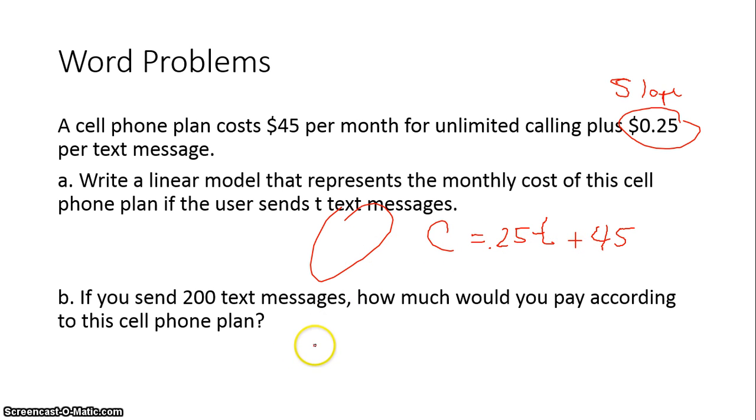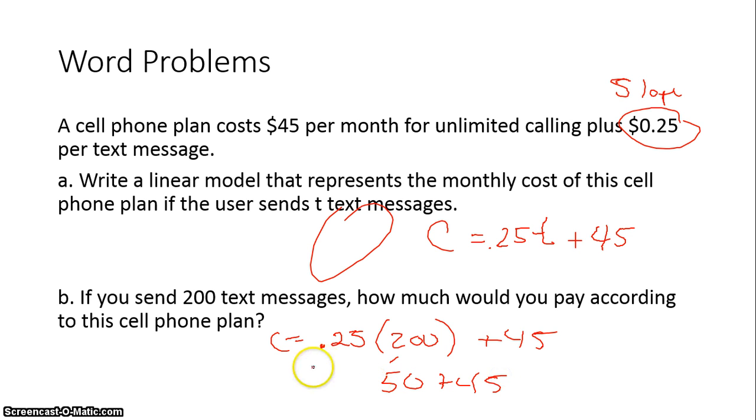So if you send 200 text messages, how much would you pay according to the cell phone plan? Well, I just plug that right in. My cost is equal to 0.25 times 200 plus 45. 0.25 is the same thing as 1/4. So a fourth of 200 would be 50. Plus 45 extra dollars for the talking. And so that equals $95.